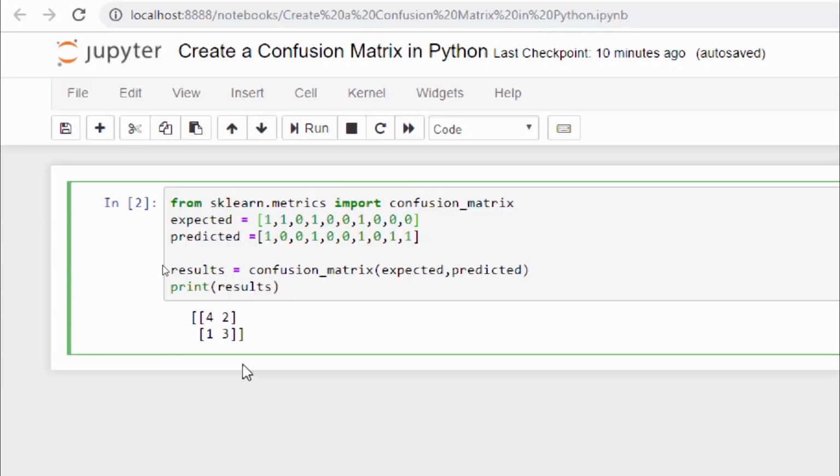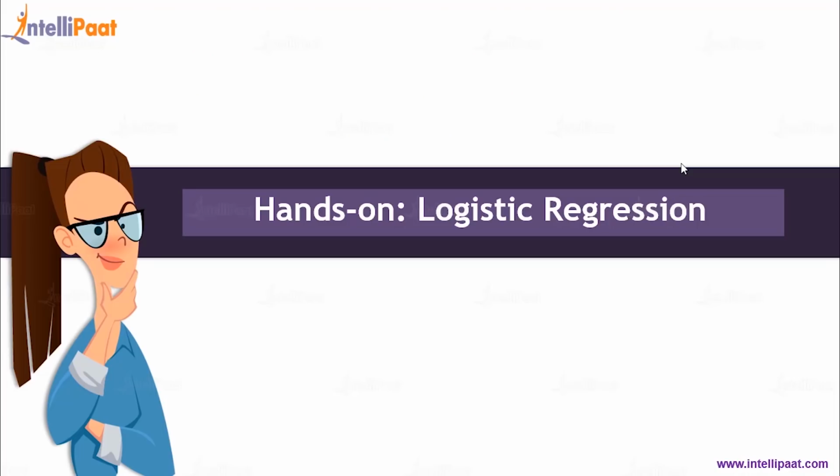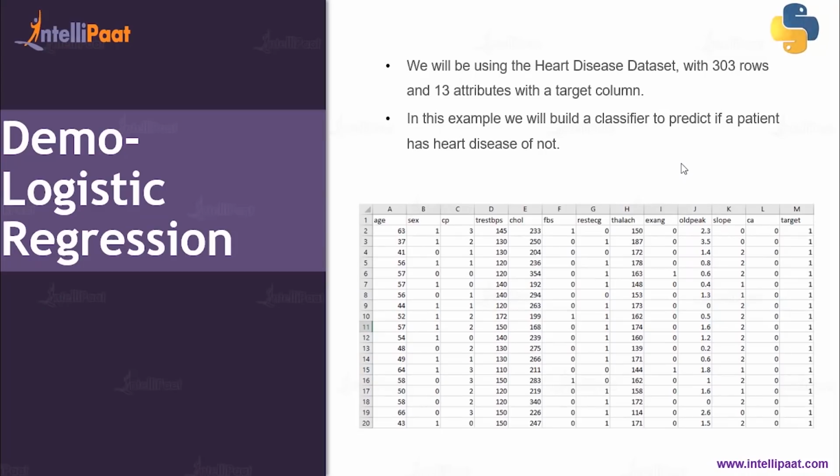So this was all about how you can create a confusion matrix in Python. Now a demo with logistic regression with the help of the scikit-learn package. And we're going to build this logistic regression algorithm on top of the heart disease dataset. So let's quickly go to Jupyter Notebook and start with a demo.